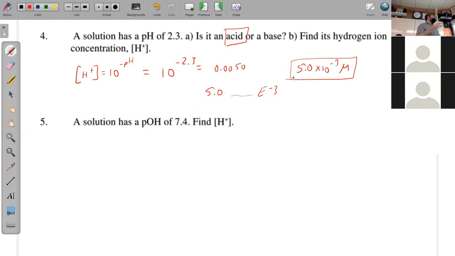And what is true is that the absolute value of the exponent in the concentration is always within 1 of the value of the pH. In other words, this 2.3 is within 1 of the number 3. Not like negative 3, but just 3.